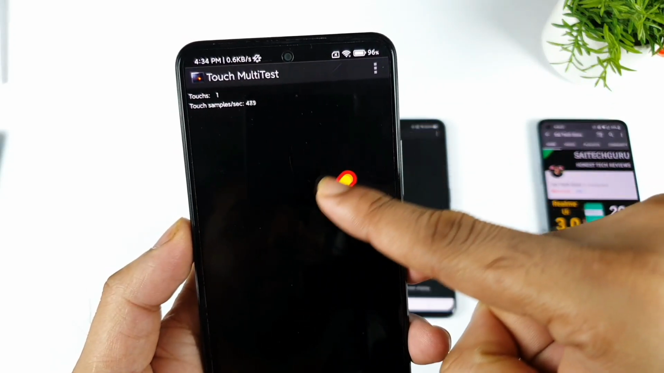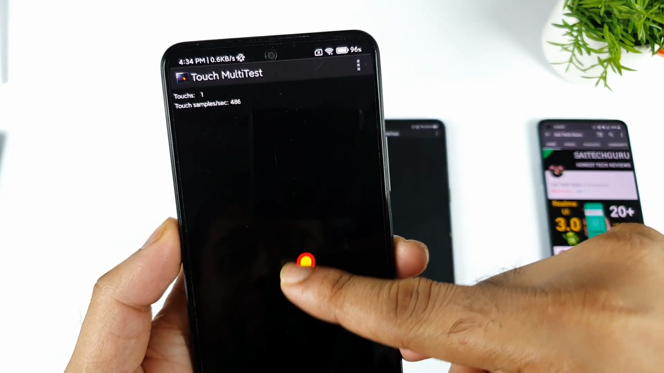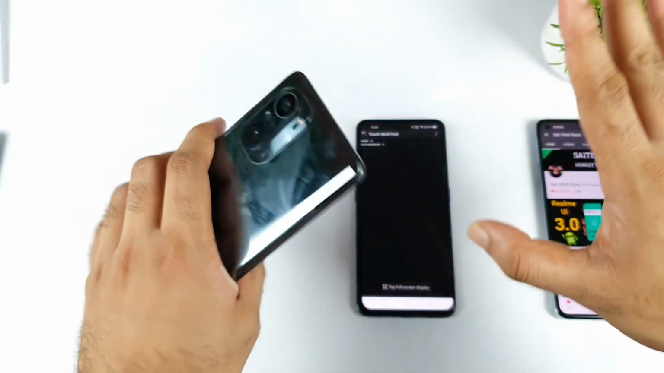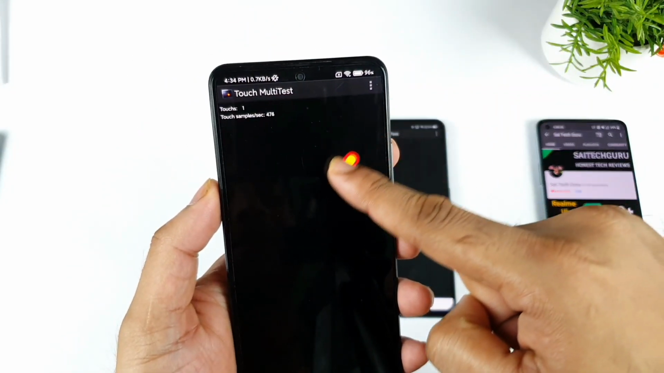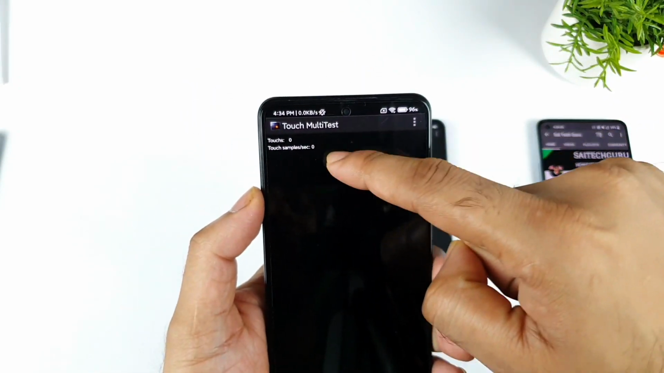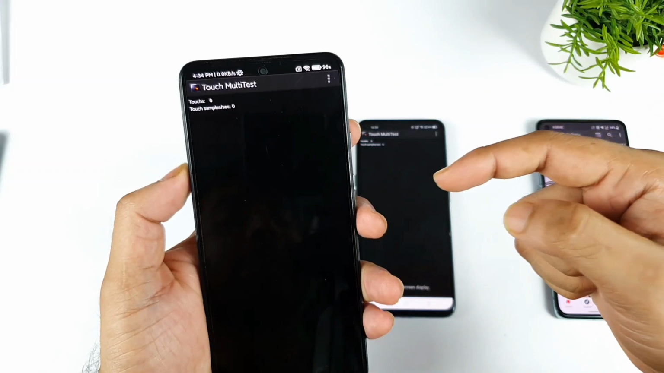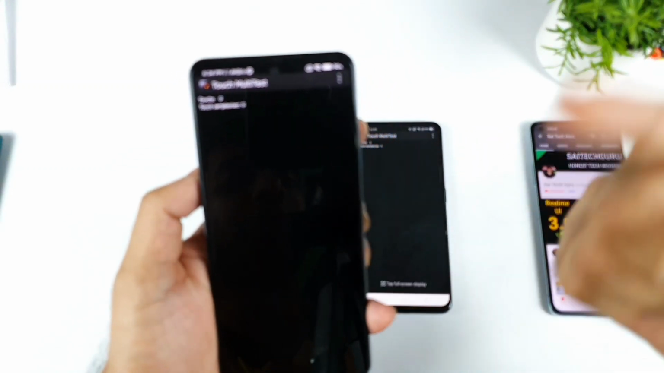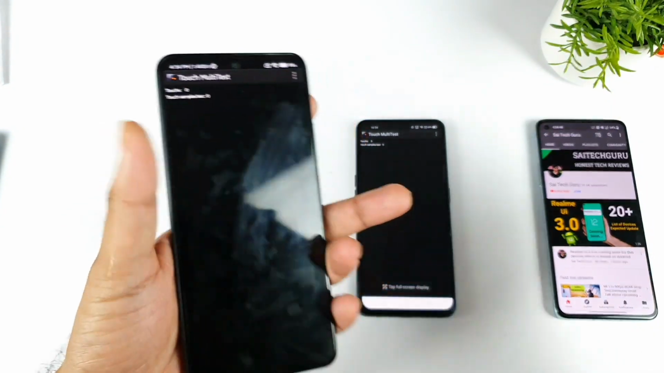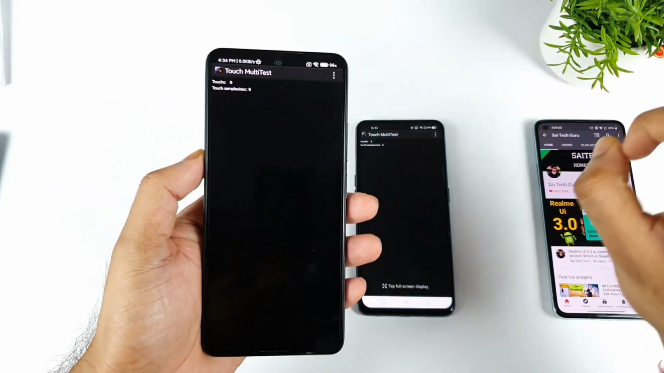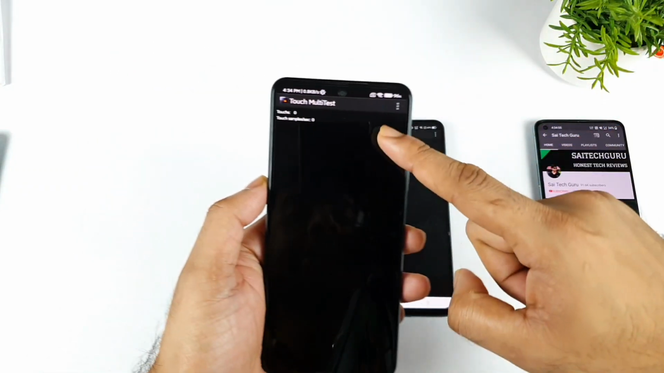480. As you can see, you're getting 480 and 485. Don't think the phone has 480 Hz touch sampling rate. The phone has only 360 Hz. So whatever value you get there, you need to subtract the 120 Hz refresh rate. 480 minus 120 gives you 360 Hz touch sampling rate in the Mi11X device. That's perfect and accurate, exactly what we expected without any problem.